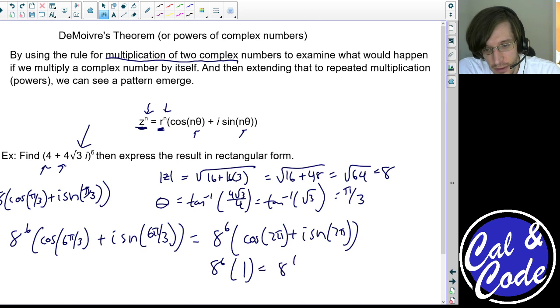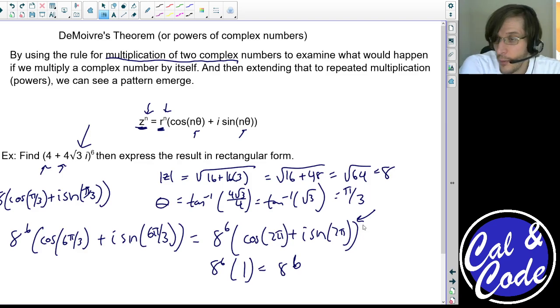So what's my final answer? It's just 8 to the 6th in this case. Sometimes they will still have an imaginary part, or maybe they won't have a real part, but they'll only have an imaginary part. It just depends on where this thing lies after we have raised it to that power. In this case, it just happens to be 8 to the 6th.